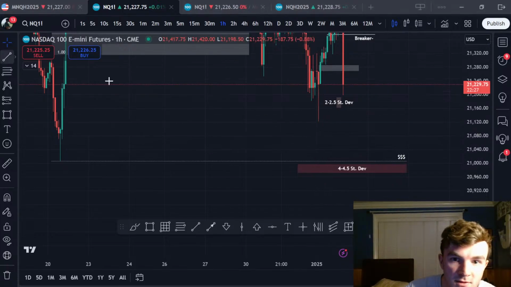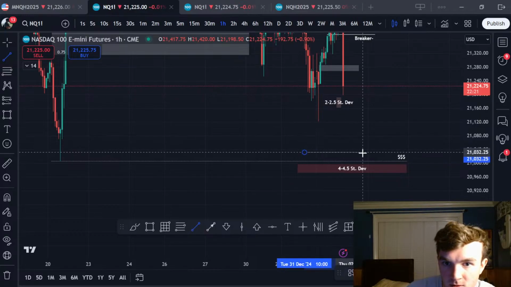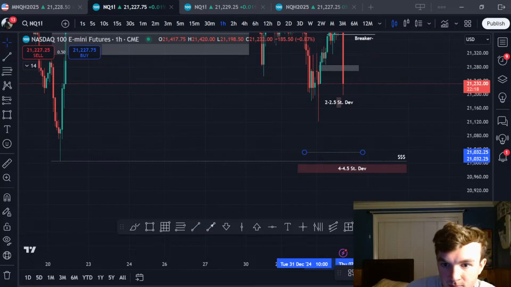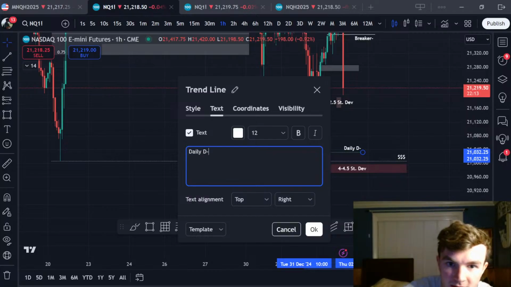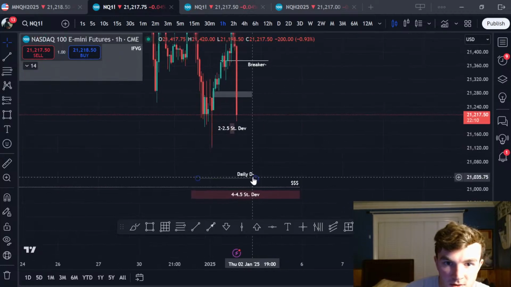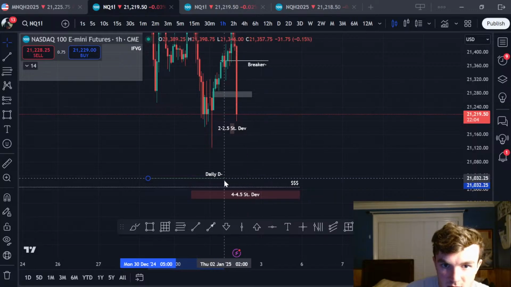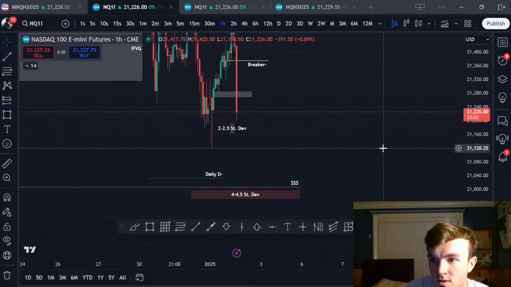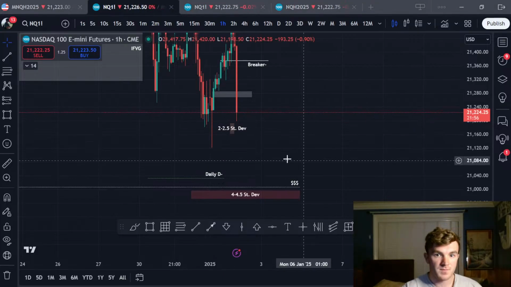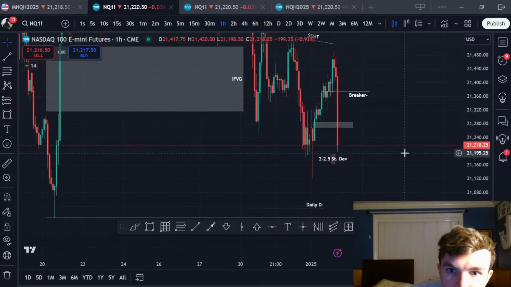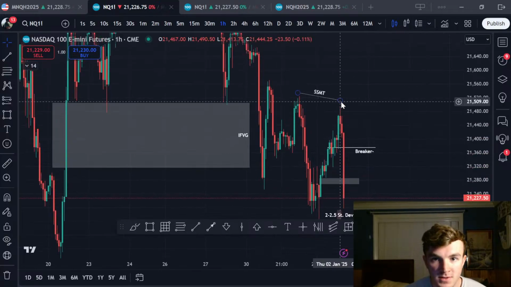The daily distribution level, the daily bearish distribution level, is right here as well. Now this is good. We're about to hit that 2 to 2.5. This is a really nice SMT.